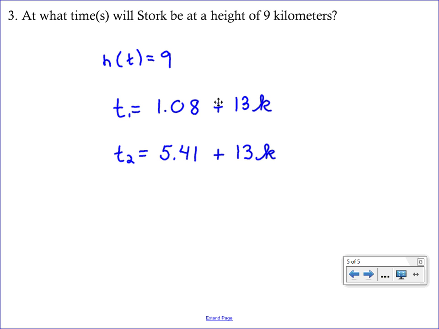If you have any questions, please come during resource. And your assignment is to pick out 2 of the sinusoidal modeling problems and turn those in for a grade.